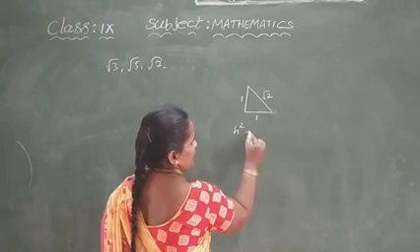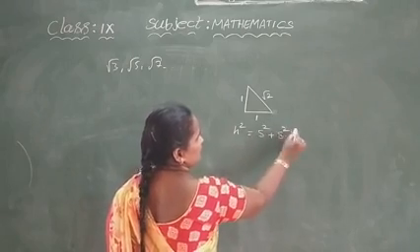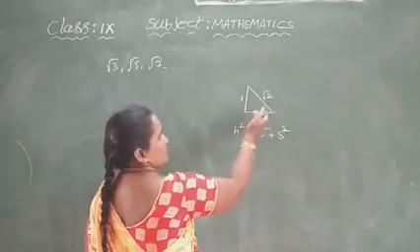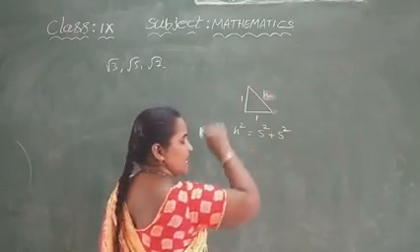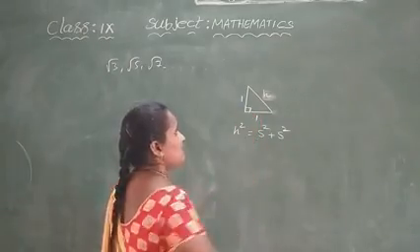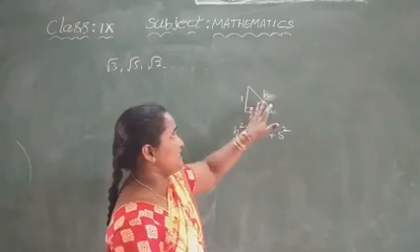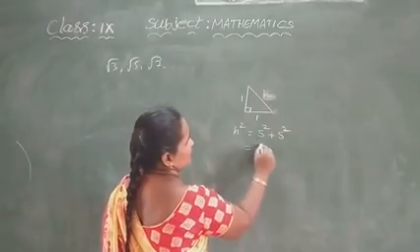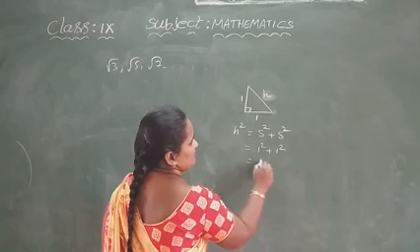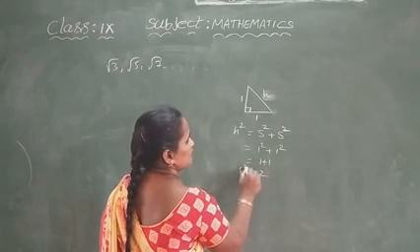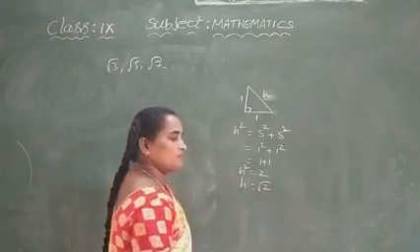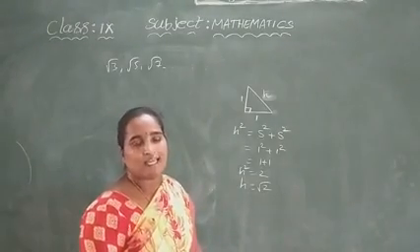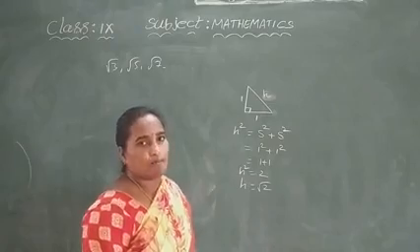Using the Pythagoras theorem, hypotenuse square is equal to the sum of the squares of the other two sides. We don't know the hypotenuse here, so let this be H. Here is the 90 degrees angle. The side opposite to 90 degrees is the hypotenuse. H square is 1 square plus 1 square, that is 1 plus 1, which is 2. H square is equal to 2, then H is equal to square root of 2. Using the Pythagoras theorem, we can represent irrational numbers on the number line.